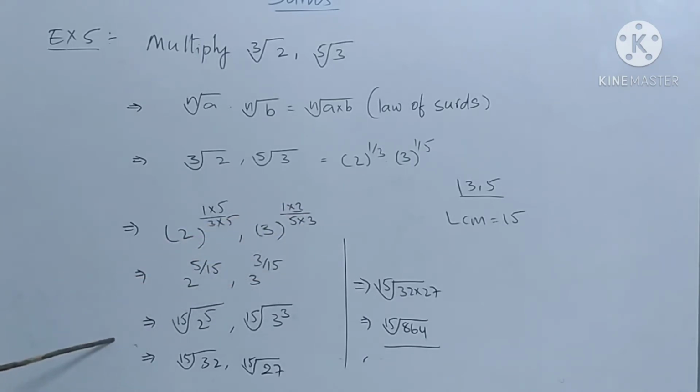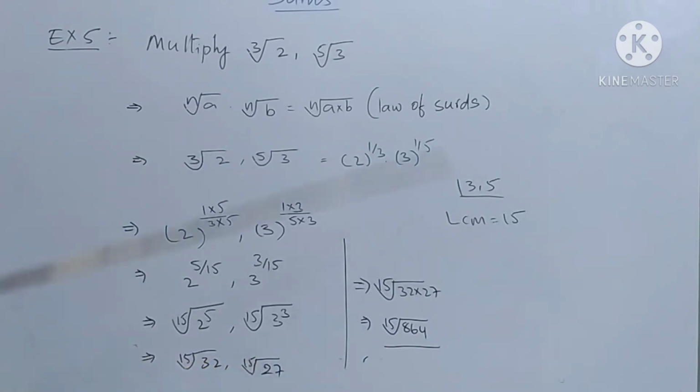So that is 2 to the power of 5, whole to the power of 1 by 15, and 3 to the power of 3, whole to the power of 1 by 15, using the formula a to the power of m, whole to the power of n, equals a to the power of m into n. So that is the 15th root of 2 power 5 and the 15th root of 3 power 3. Here 2 power 5 means 32, and 3 power 3 means 27. The order is the same: 15th root, 15th root.